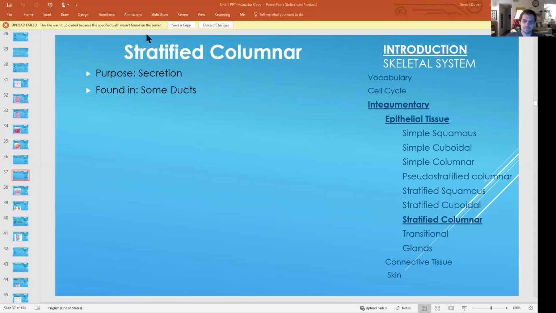Stratified columnar, just layers of that columnar, and you're going to find that it's pretty rare to find throughout the body. Okay. All right. And if I were a student looking, I'd be like, that's not really specific. I don't know that he'd ask any specific questions about that.